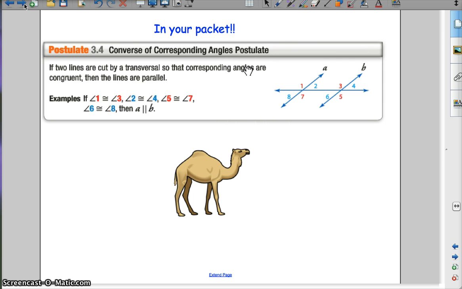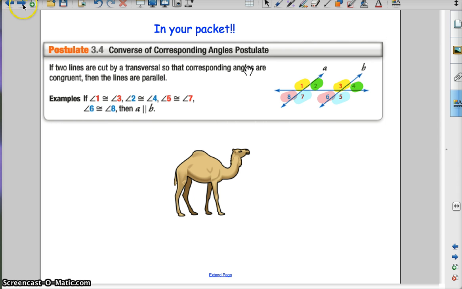So I want you to pause the video and write this down. It's 3.4, converse of corresponding angles postulate. Okay, so this is just the reverse of what we had before. So now this is saying that if angle 1 and angle 3 are congruent, then we can say that AB is parallel to the other line. And remember, this is the parallel symbol here.